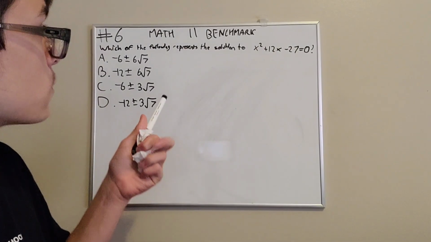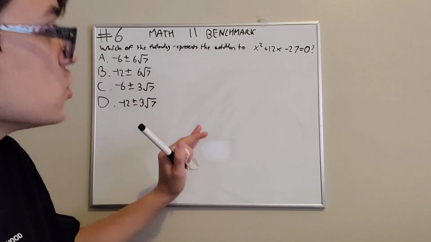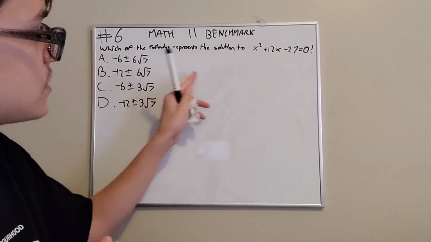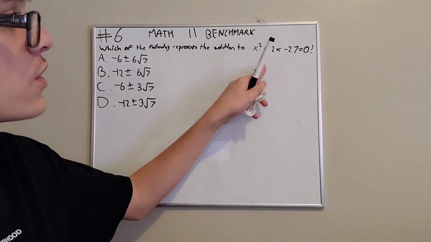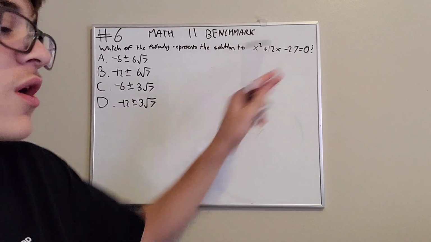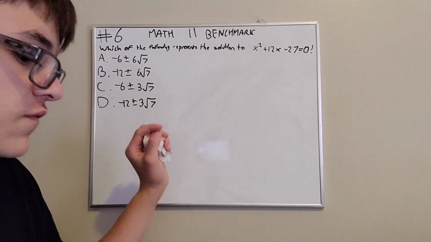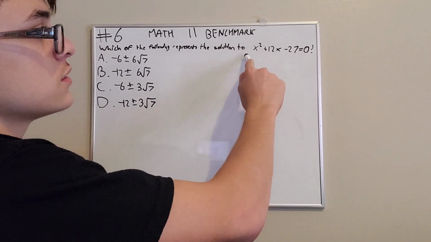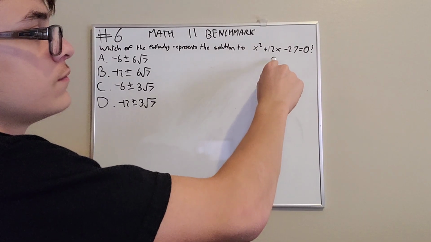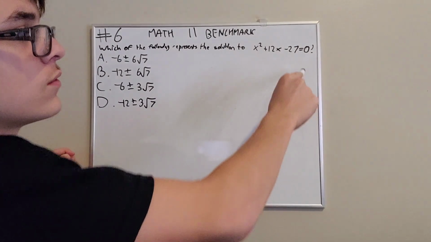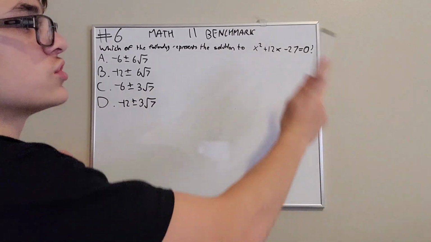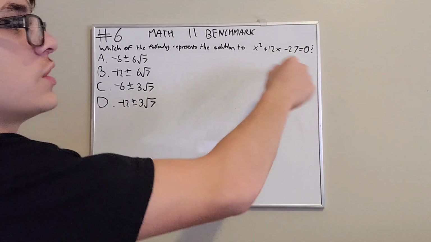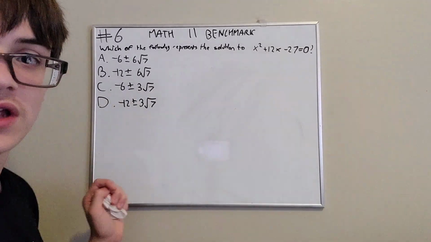This third question that we're going to be doing, question number 6 from the packet, actually is a little bit harder than the other two. This one asks, which of the following represents the solution to the quadratic equation x squared plus 12x minus 27 equals 0? When solving using the quadratic formula, first you always have to make sure that the 3 terms, ax squared, bx, and c, are set equal to 0. So there's nothing on the right side of the equal sign. It's all on the left side. And 0 is the only thing on the right side.